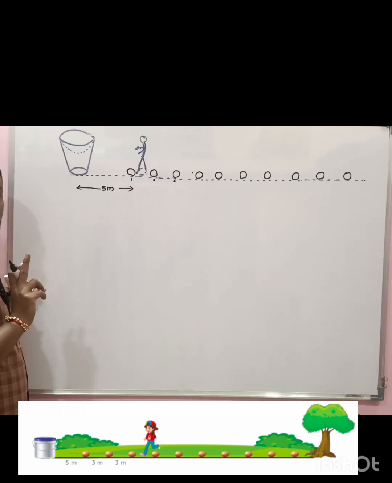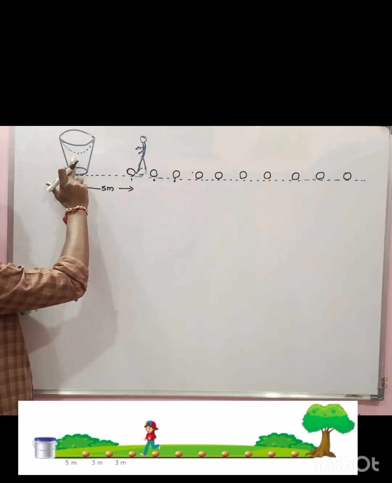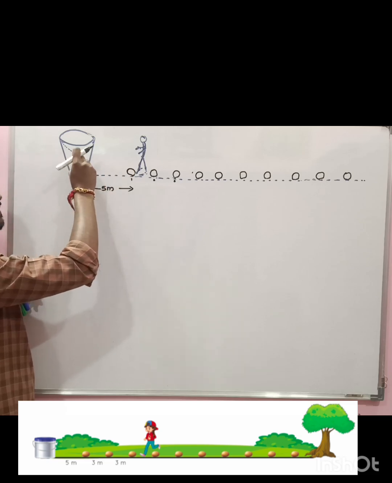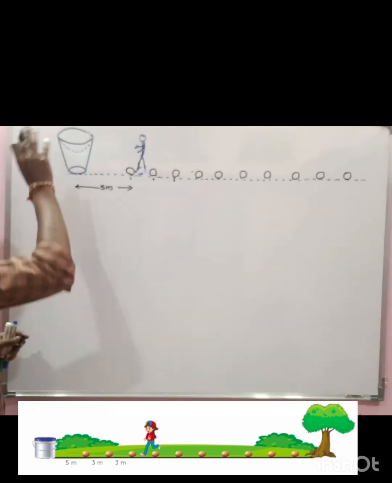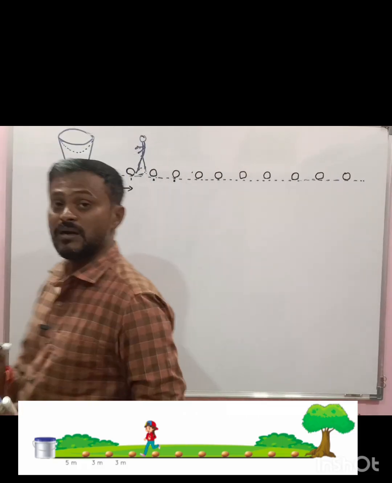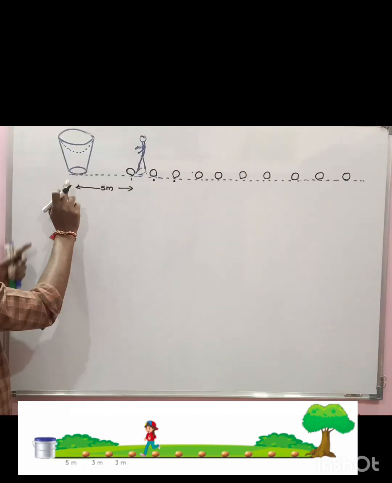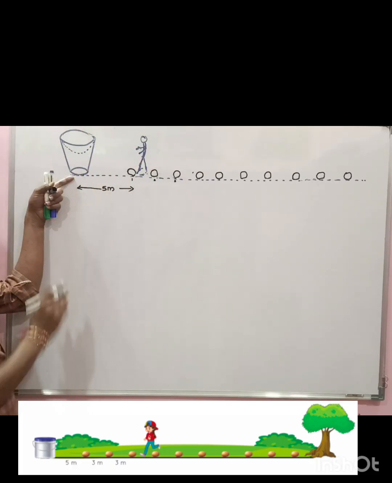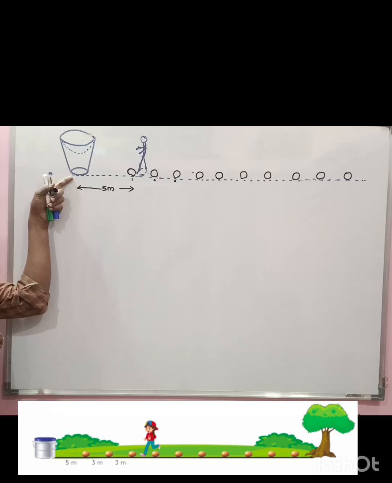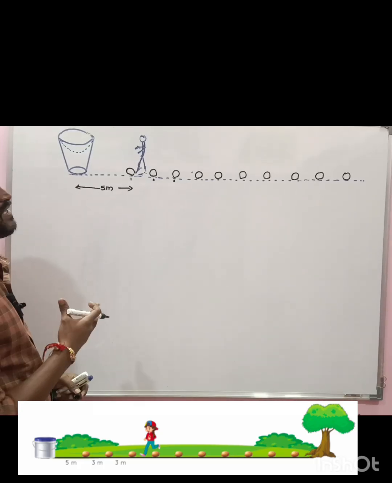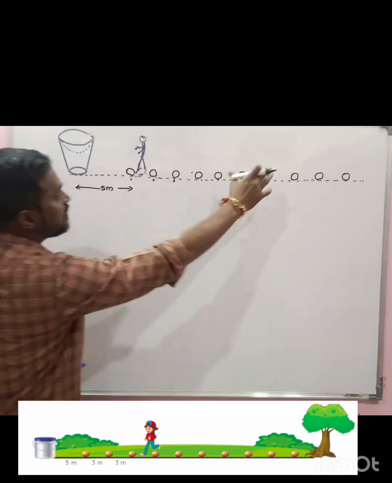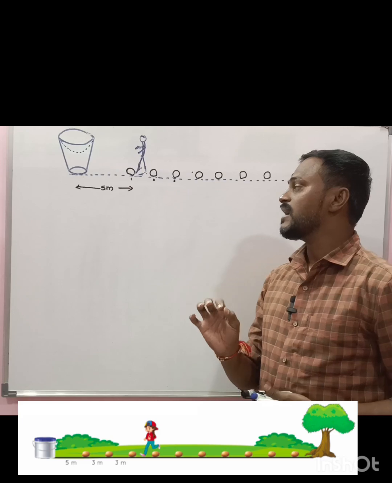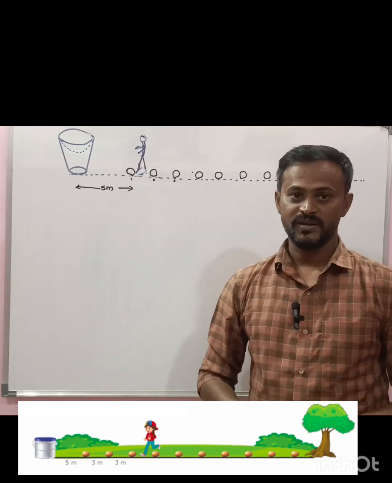Now, the condition, as I already told you: the competitor will start from the bucket, pick the first potato, run back to the bucket, and put that potato into the bucket. Again, after having put the first potato in the bucket, he will run back to collect the second potato, and put it in the bucket. Similarly, he goes on like this and collects all the potatoes. Now, the question is, what is the total distance covered by the competitor?